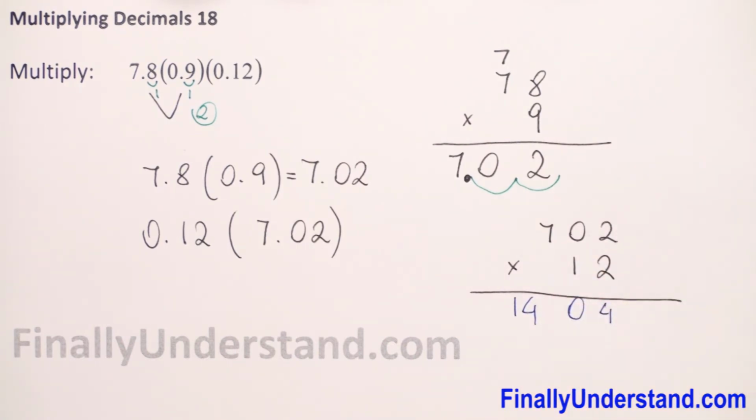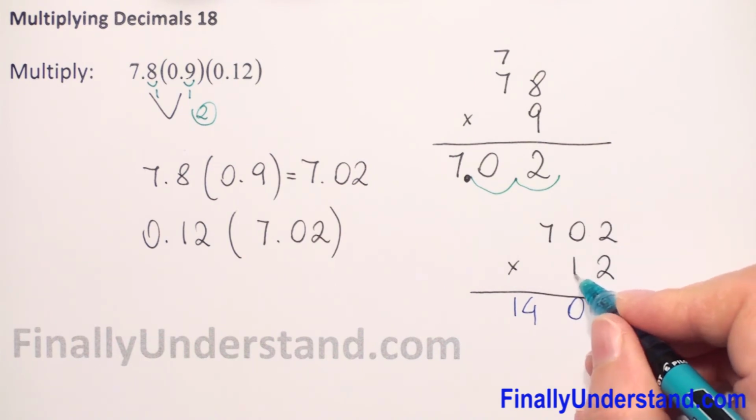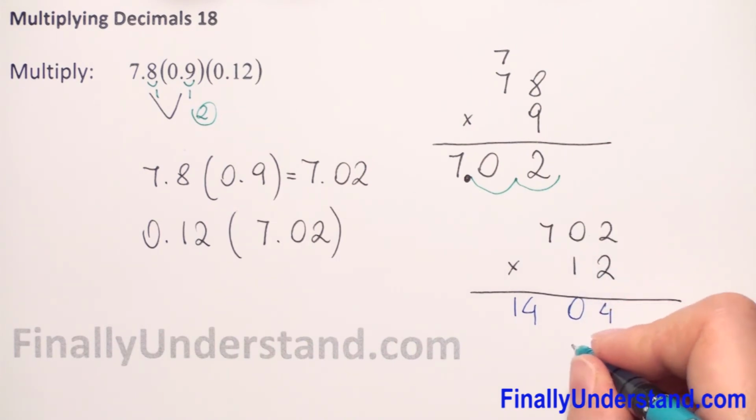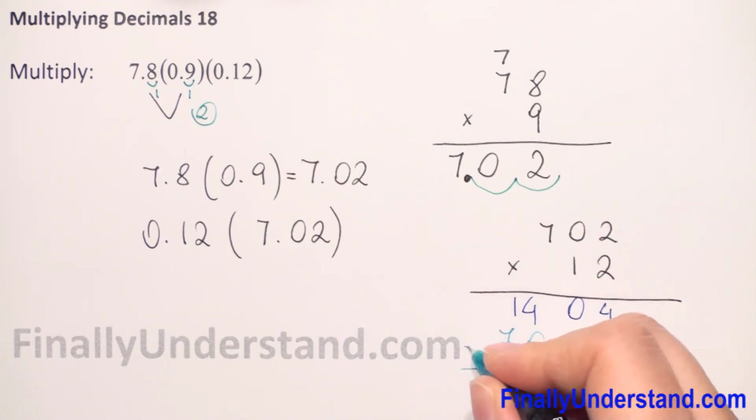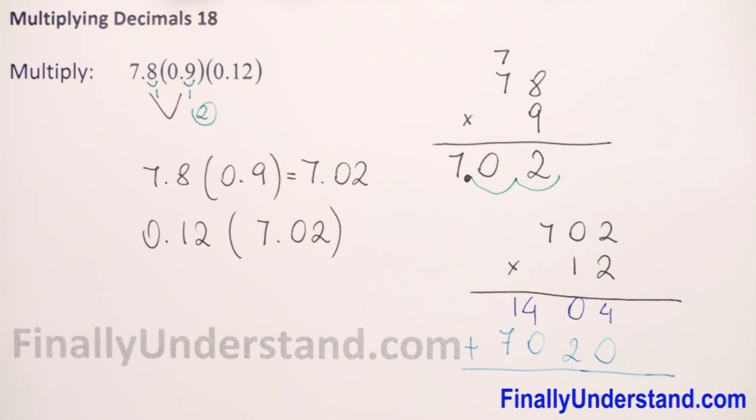And next we have 1 times 2. And don't forget 1 is in the second column, so this is the tens column. So this is 10 times 2, so this is 20. 1 times 0 is 0. 1 times 7 is 7. And now we have to do addition.